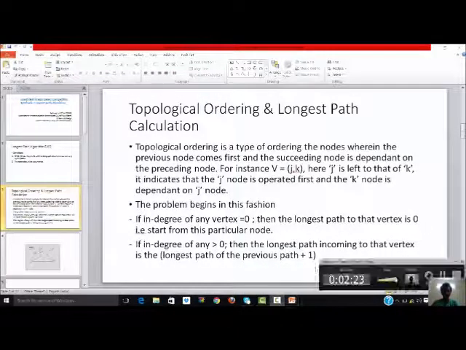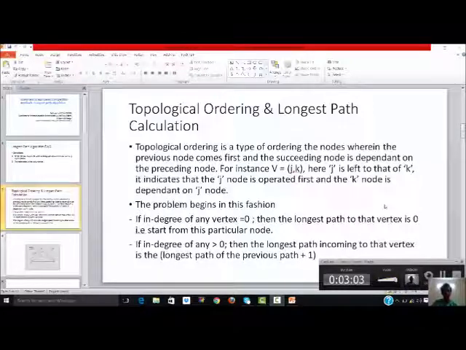As I informed earlier, here a concept called topological ordering is followed. It says that it's a type of ordering the nodes wherein the previous node comes first and the succeeding node is dependent on the preceding node. For example, if here in this example v is equal to j comma k, here j is left of k, which means j is the first node and k comes after that, and k is dependent on j. Similarly, for all the nodes, this particular order is followed.